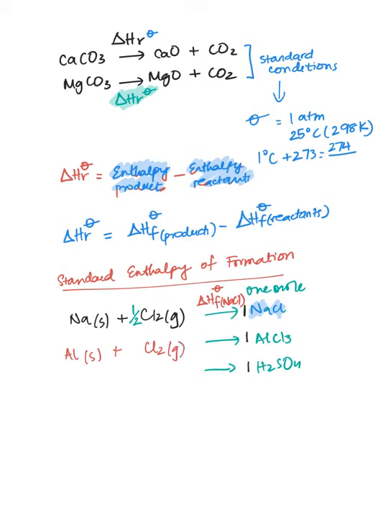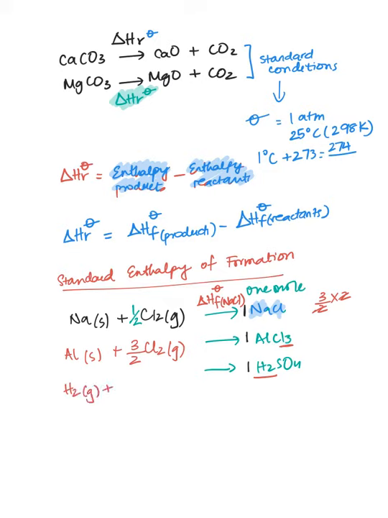Likewise, for AlCl3, it's going to be aluminum solid, because we know it's a metal, plus Cl2 gas. But now we need 3 moles of Cl because we have 3 here. So it's going to be 3 upon 2, because if you do 3 upon 2 times 2, we will get 3 moles, right?